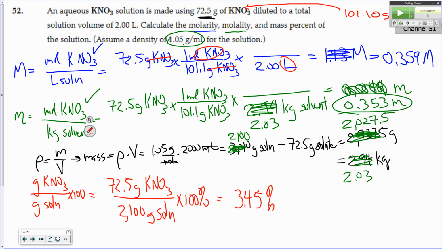That's 3.45%, and we need to specify that it's mass and what the substance is that's the solute. So we'd say 3.45% mass potassium nitrate.